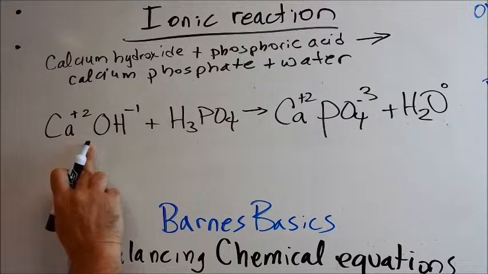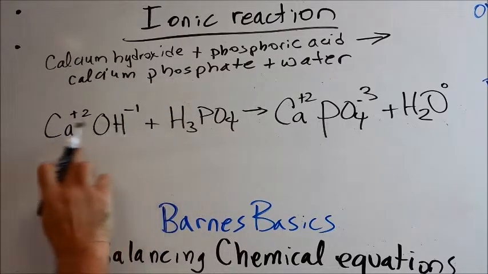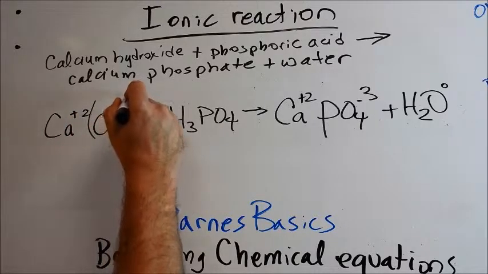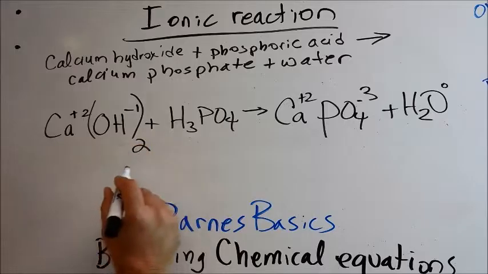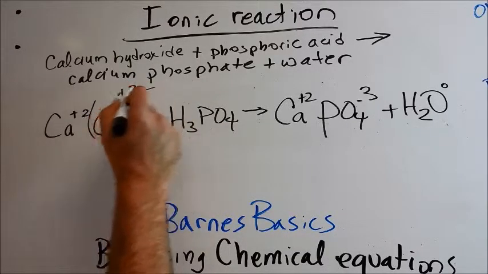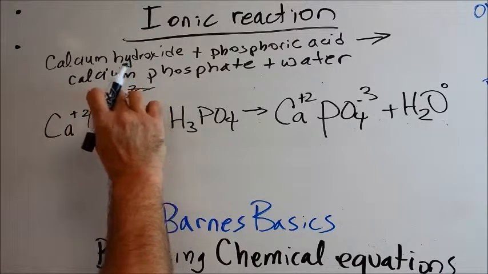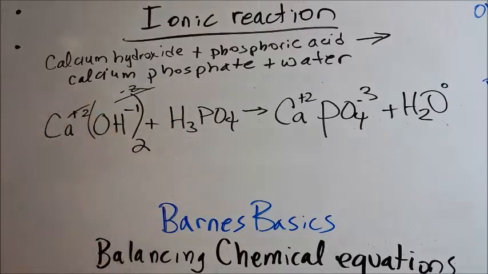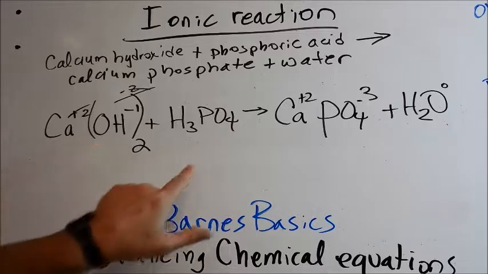Calcium is +2 and hydroxide is -1, and so to balance these, we've got to have 2 of these hydroxides. So we would put a parentheses around the hydroxide, put a subscript 2 here. 2 times -1 is -2. That's a good trick. And that cancels with the +2. So this formula is balanced.